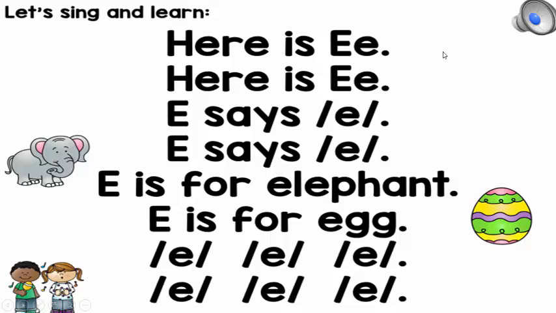Here is E, here is E. E says eh, E says eh. E is for elephant, E is for egg. Eh, eh, eh, eh, eh, eh. E is for elephant and E is for egg.